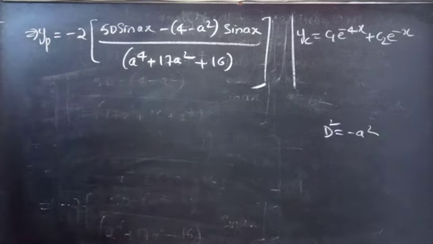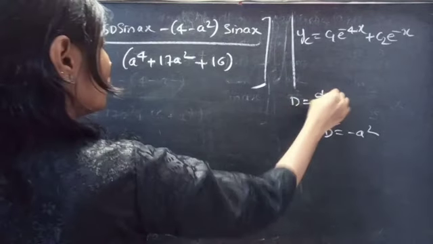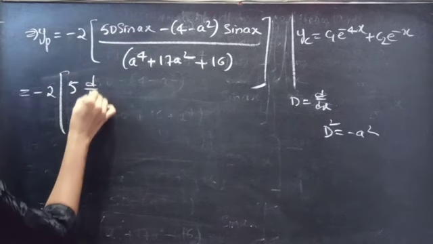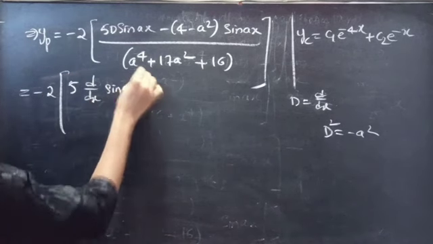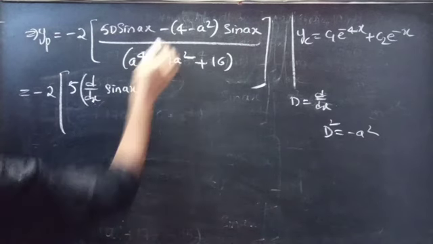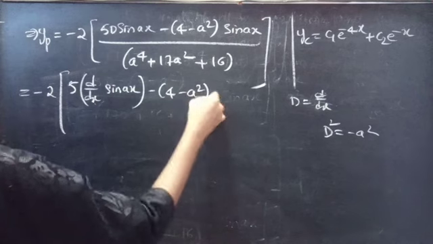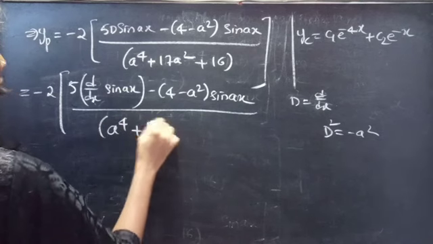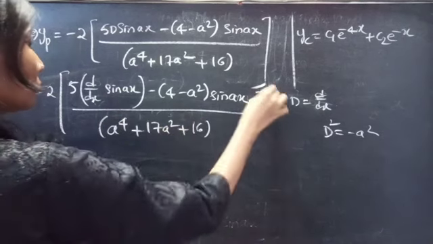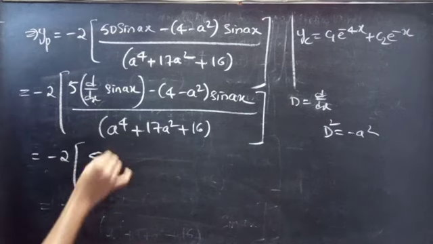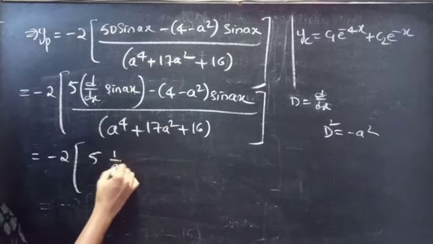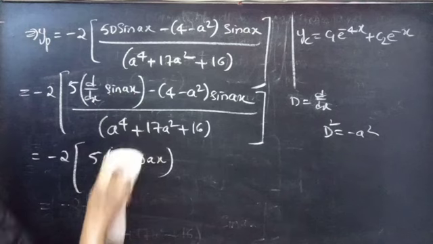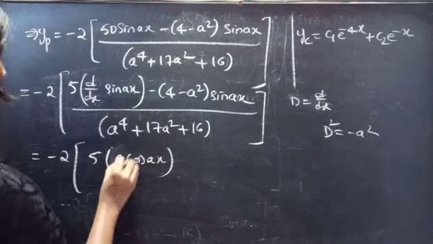We know that d is a differential operator. Replace d by d by dx here. We'll get minus 2 into 5 into d by dx of sine ax. Here we need to find the derivative of sine ax with respect to x. Minus 4 minus a square into sine ax by the denominator part remains the same. This equals minus 2 into 5 into derivative of sine ax is, sorry, not 1 by a. It's derivative, right? So you'll get a into cos ax.